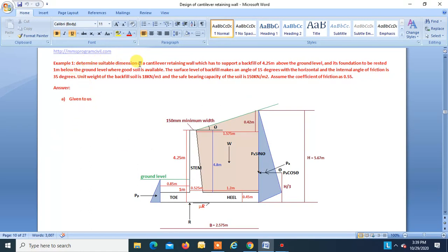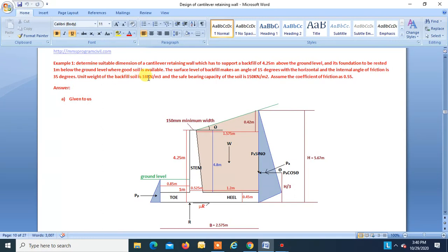Determine the suitable dimension for a cantilever retaining wall which has to support a backfill of 4.25 meters above the ground level and its foundation is rested 1 meter below the ground level where good soil is available. So this is our ground level and we have to retain 4.25 meters earth above that and the foundation is at 1 meter below. Okay. The surface of level backfill makes an angle 15 degrees with the horizontal and the internal angle of friction is 35 degrees. So this is 15 degrees and phi is 35 degrees, right?